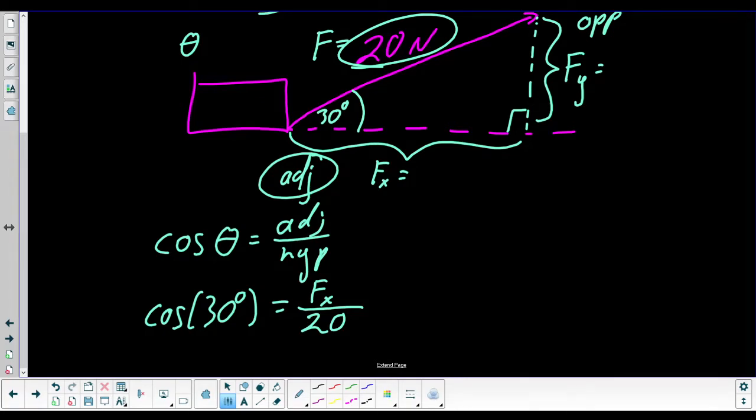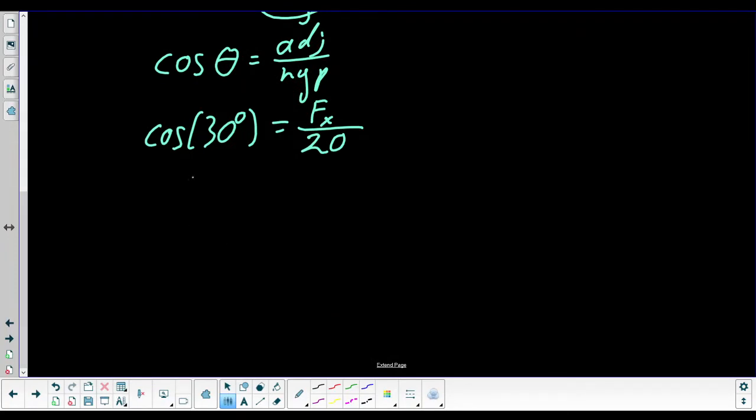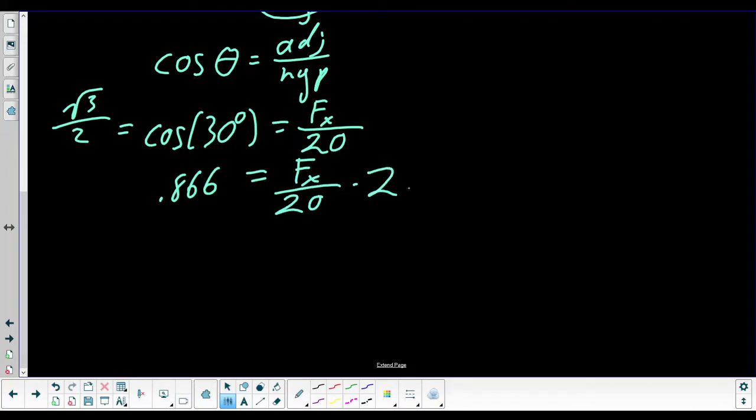So this cosine of 30 is approximately, and here, let me tell you, it's radical 3 over 2 if you know your unit circle. But we're going to use the decimal just because physics, you know. Cosine of 30 is about 0.866 equals f of x over 20. Multiply both sides by 20. And we get 17.32 about equals f of x.